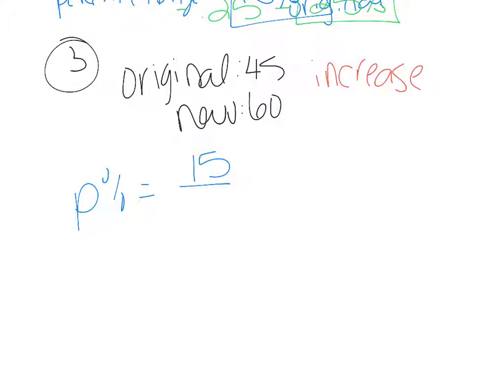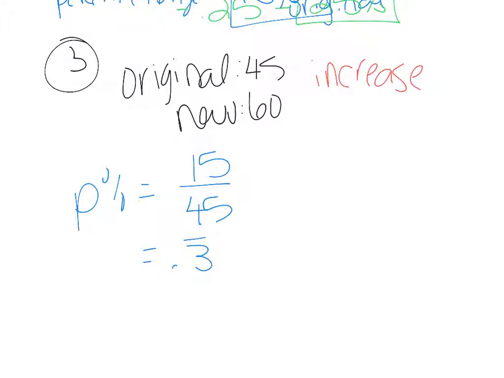I want you to notice that I'm kind of disregarding the sign. I just want to know simply how much did it change. And then in the denominator, like I said, we always put the original. And then when you take 15 and divide it by 45, you're going to end up getting 0.3 repeating.